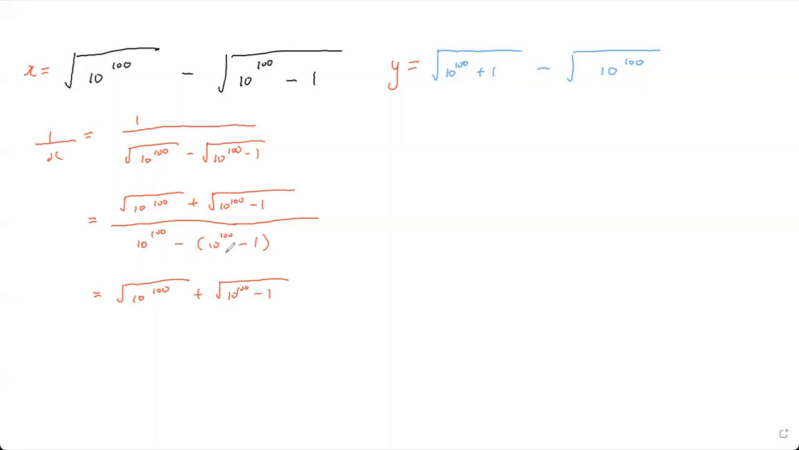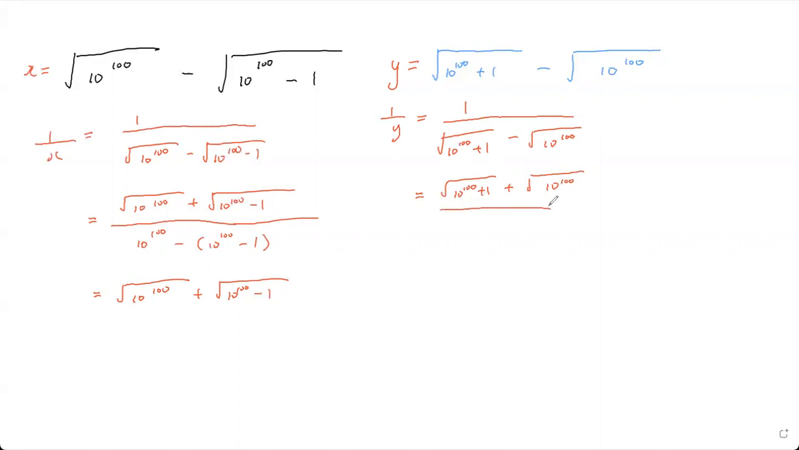Okay, so I'm going to do the same for y, right? So I'm going to take the reciprocal of y. So 1 over y is going to be 1 over this number, right? Square root of 10 to the power of 100 plus 1 minus square root of 10 to the power of 100. Rationalizing it, I should get square root of 10 to the power of 100 plus 1 plus square root of 10 to the power of 100.